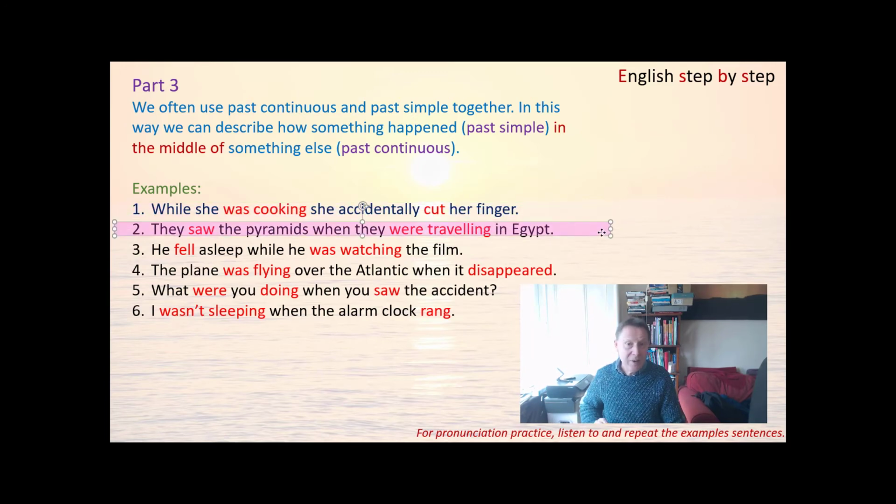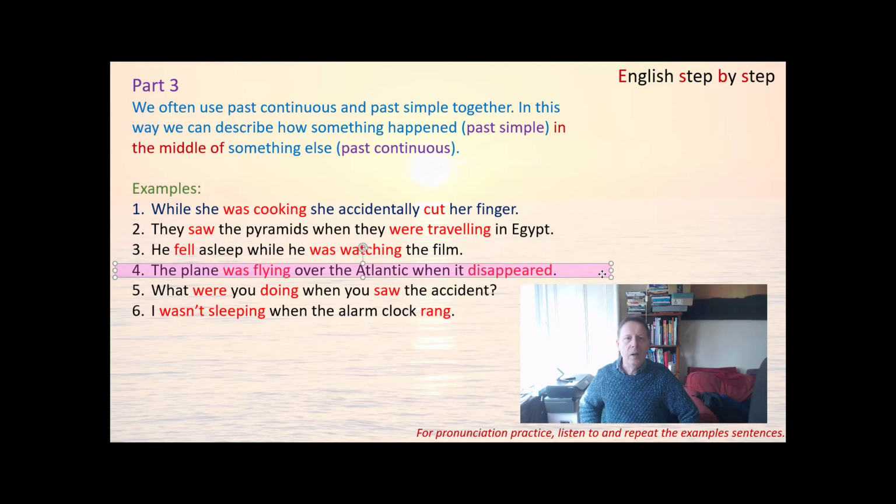Example number 2. They saw the pyramids when they were traveling in Egypt. So the first verb is saw, that's something that happened, and this happened while something else was happening. They were traveling in Egypt, so that's past continuous. Example 3. He fell asleep while he was watching the film. Fell is past simple. Was watching, that's the action which was continuing.